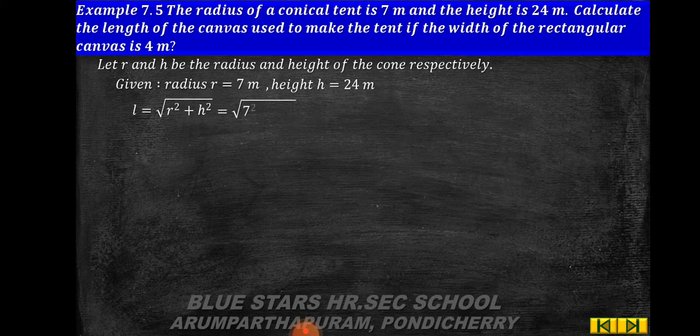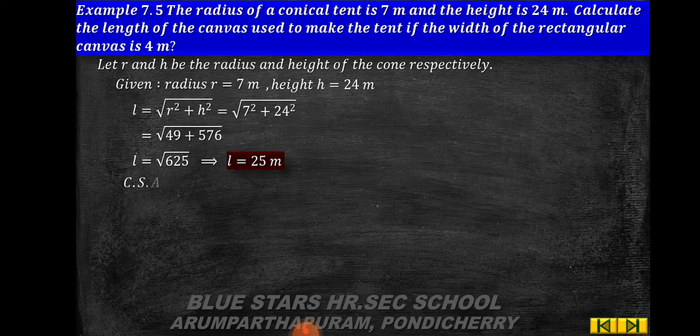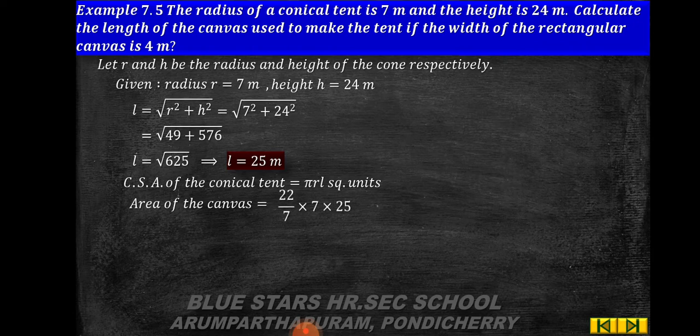L is equal to root of R square plus H square, which is equal to root of 7 square plus 24 square. Therefore, L is equal to root of 49 plus 576. L is equal to root of 625, which is nothing but L is equal to 25 meter. CSA of the conical tent is equal to pi R L square unit. Area of canvas is equal to 22 by 7 into 7, R is 7, into L value is 25. So 7 gets cancelled. So 22 into 25 is 550 meter square.